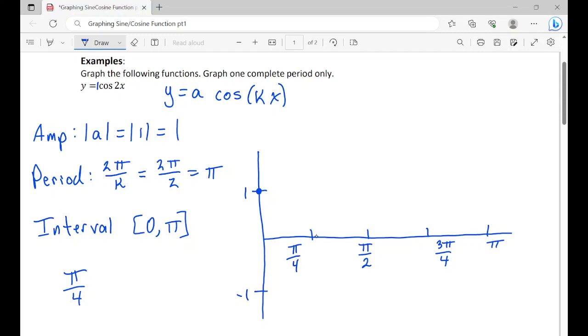Now this graph is going to cross out over here at pi over 4 and at 3 pi over 4. And it's going to go as low as pi over 2. And it's going to come back up and end at pi right up here. And so we're just going to draw our cosine wave down, back up, and through. And there is the graph of cosine 2x.